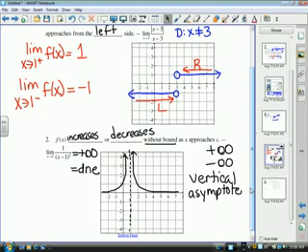Okay, and let's look at one more and then we'll call it a day. I guess not. Okay, so we'll pick this up tomorrow.